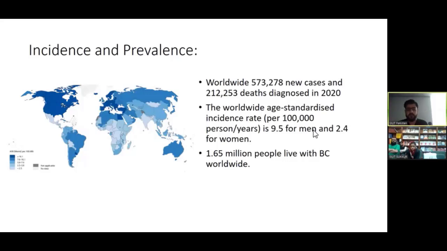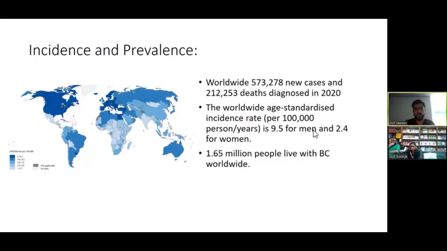Right. So here we can see the globe, which shows the incidence rates. The darker blue area shows the higher incidence rate, and we can easily appreciate in this globe that in North America and Western Europe, the incidence rates are very high. The grand total number of cases reported in the year 2020 was 573,000 cases worldwide, with 212,000 deaths in total. The worldwide age-standardized incidence rate in men was 9.5. However, this is way lower in women, about 2.4. We'll look into the causes as to why this is present.